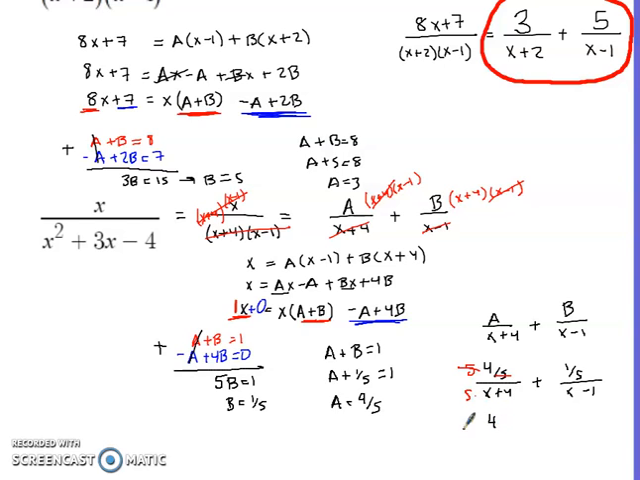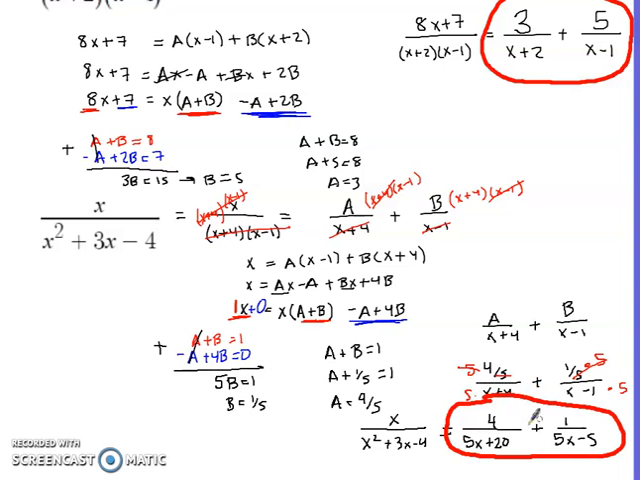So I will have 4 over, and then I distribute to get 5x plus 20, plus, and then the same thing on the right, I'm going to multiply by 5 in the numerator and denominator so that that fraction in the numerator reduces, and I just have 1 over, and then I distribute to get 5x minus 5. So the partial fraction decomposition of x over x squared plus 3x minus 4 is 4 over 5x plus 20 plus 1 over 5x minus 5.